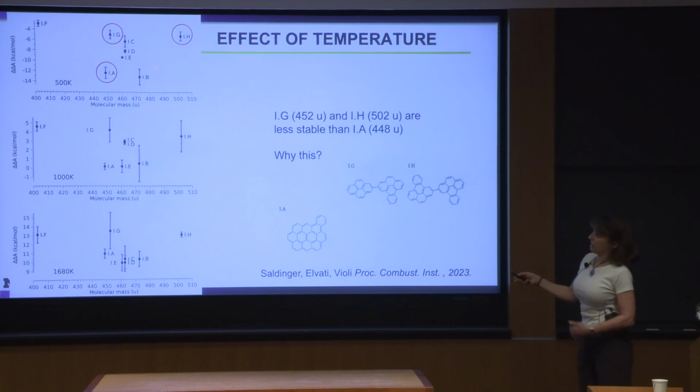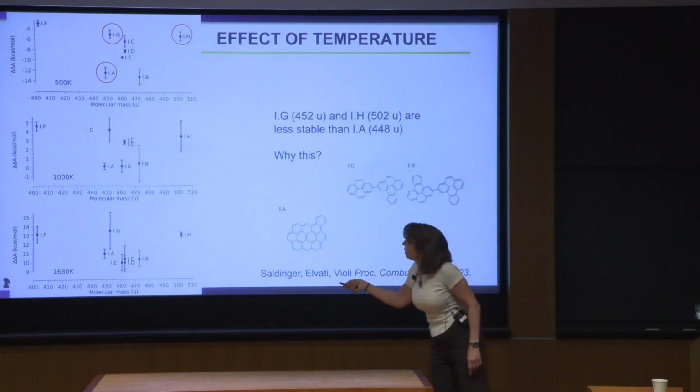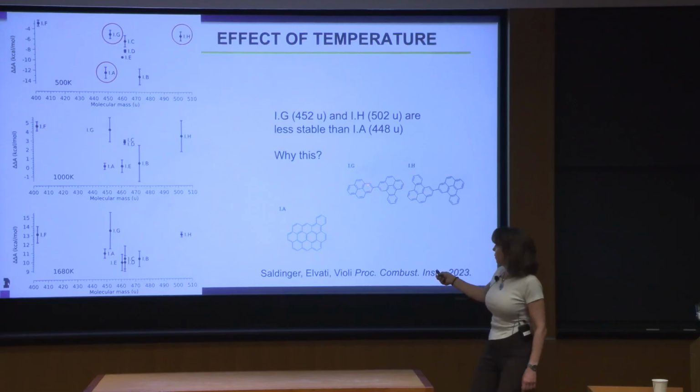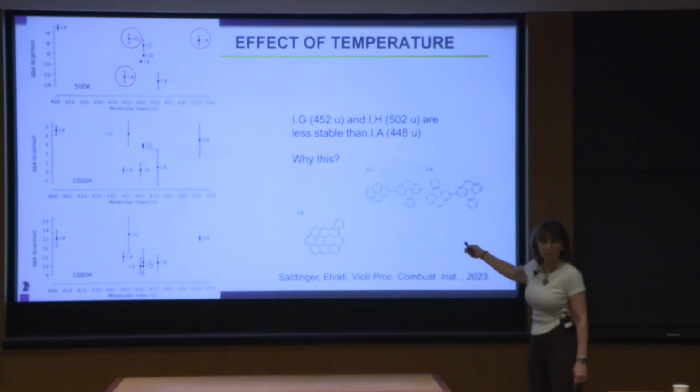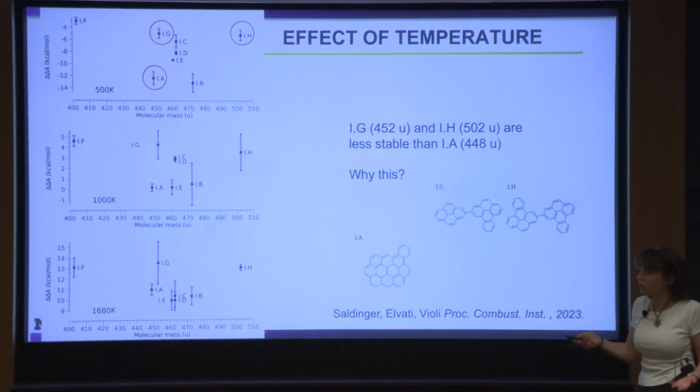The first thing that I want to show you is, look at those. There are a lot of species that we studied, but look at this Ig. So Ig, IH, and IA. Ig is 452, and IA is 448. So they're similar, right? The mass is more or less the same.